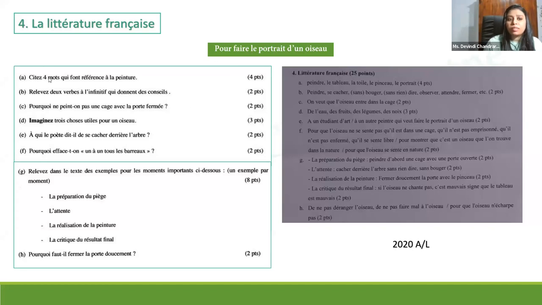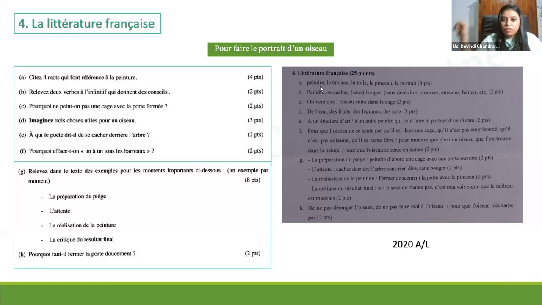So if the question is asking to cite four words, you can just put quotation marks, these inverted commas, and include the four words, okay? And you can say the four words which make reference to the painting are. So you can find a complete sentence out of the question itself. It's not a big deal, right? So the question is cite four words which make reference to the painting.